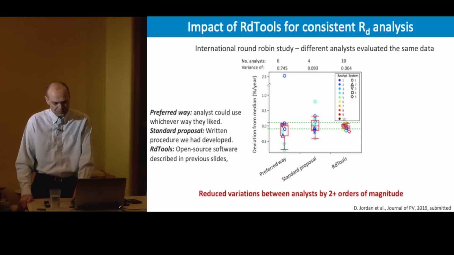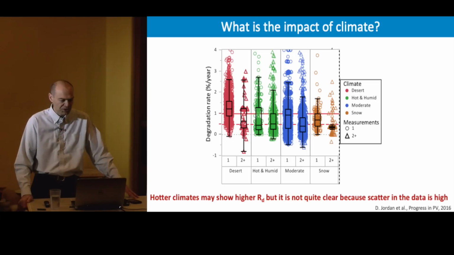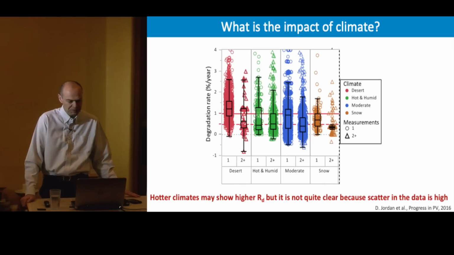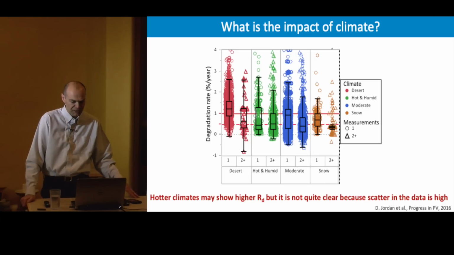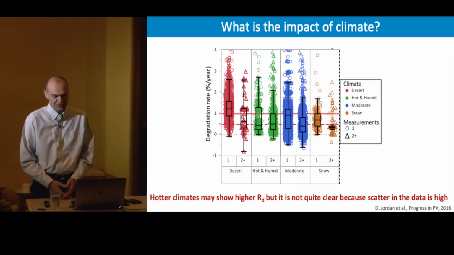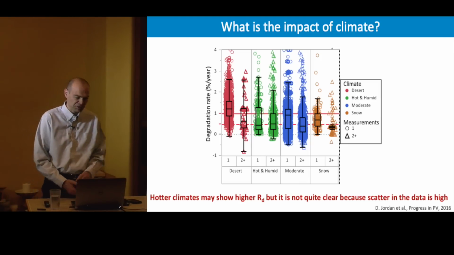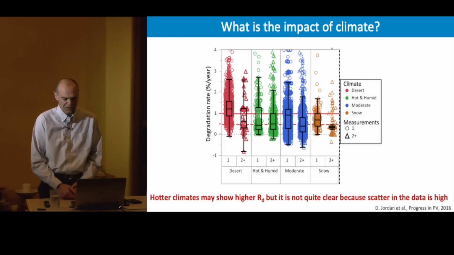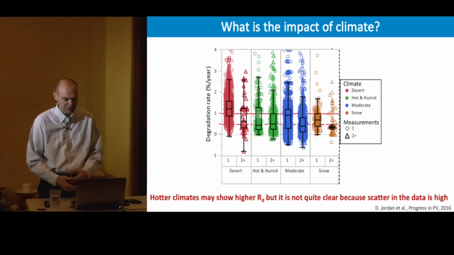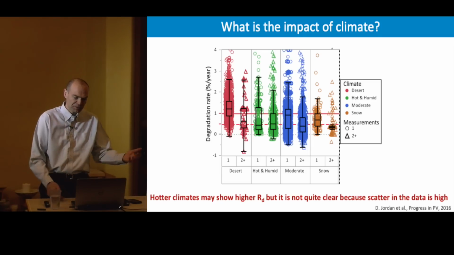So that's really good. And with this tool, we can now look at some of these questions, like what is the impact of climate? This is from a paper that I published in 2016. It's broken out by climate and color-coded by climate. And again, 1 means one measurement. These data points use the nameplate rating, which can be uncertain. And 2 plus either had continuous data or at least had a measurement before and after. There might be a little bit of a trend there.